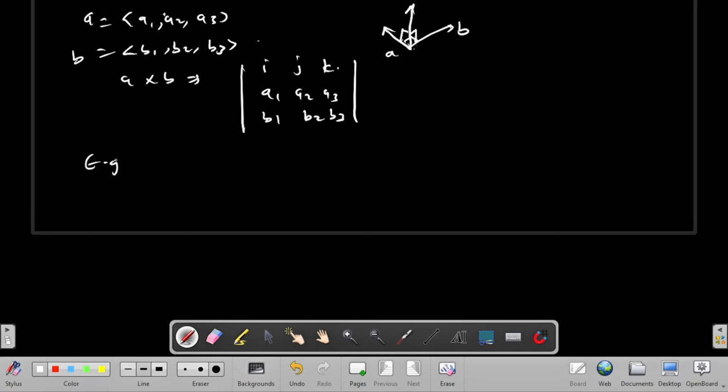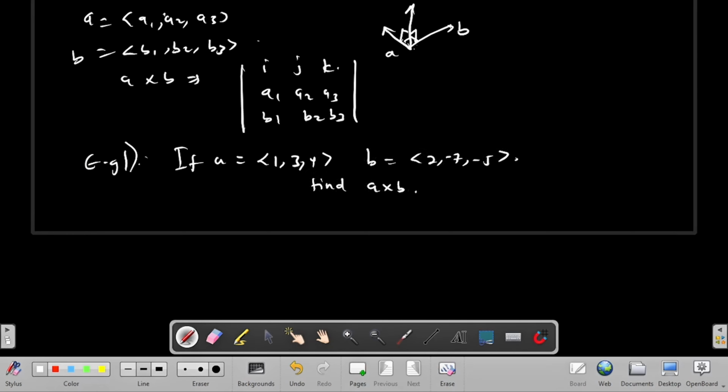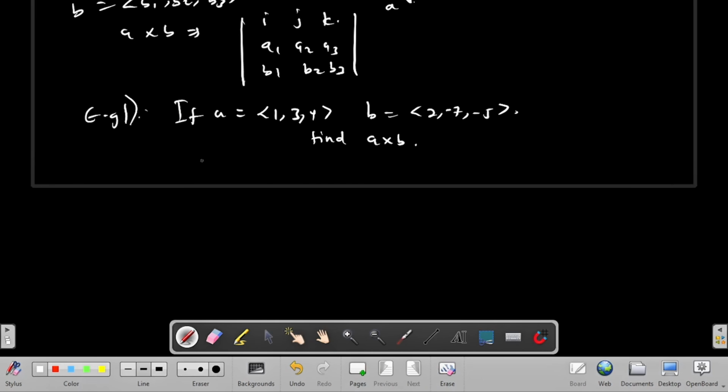For example 1. If A is given as 1, 3, 4, and B given as 2, negative 7, negative 5, find A cross B. As I said, A cross B is simply the determinant of a 3 by 3 matrix with our first row as the direction vectors i, j, k. Then A will become the second row. Then B will become the next row, 2, negative 7, negative 5, right? I find the determinant.